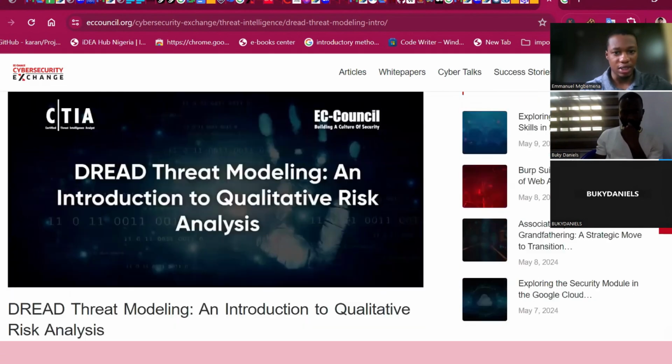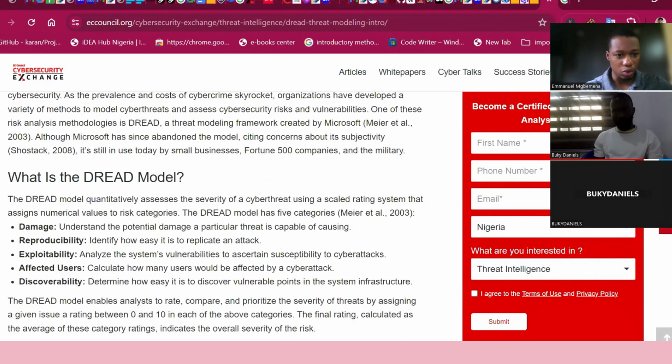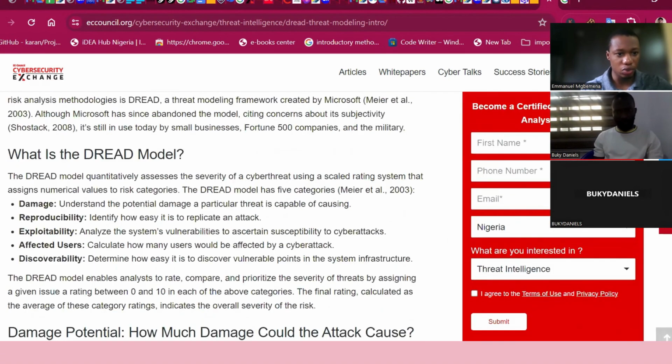So I'll put down this link for anyone that wants to go through and read more on it. So you can see the DREAD model. What is the DREAD model? The DREAD model quantitatively assesses the severity of a cyber threat using a scaled rating system that assigns numerical values to risk categories. The DREAD model has 5 categories: damage, which helps to understand the potential damage a particular threat is capable of causing, like we explained earlier.